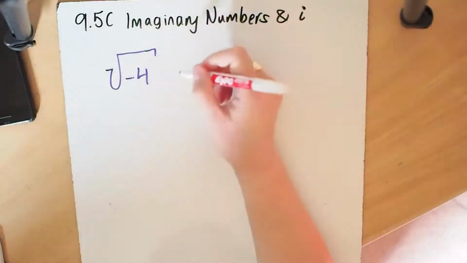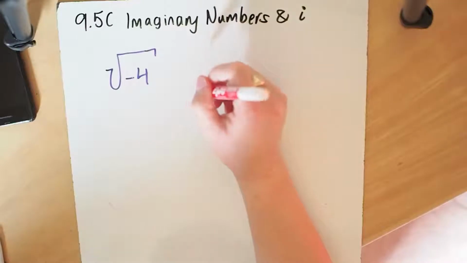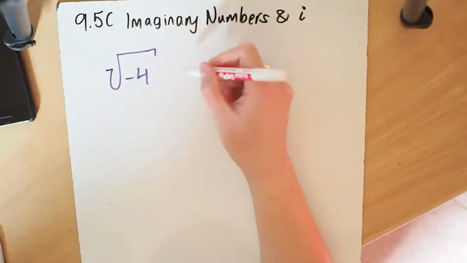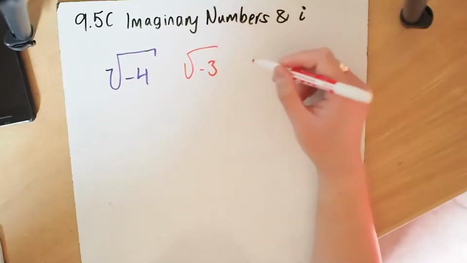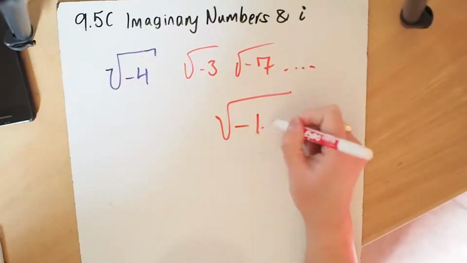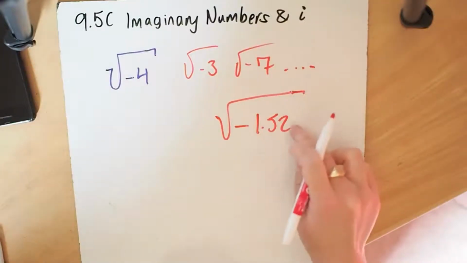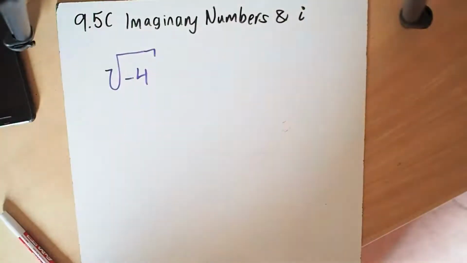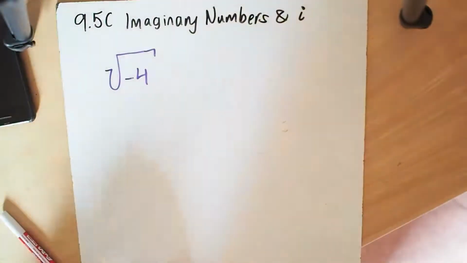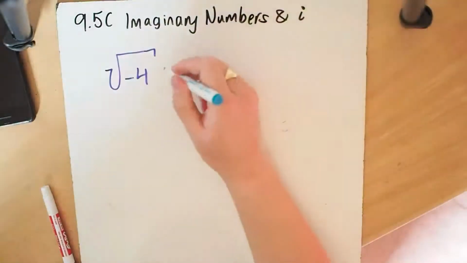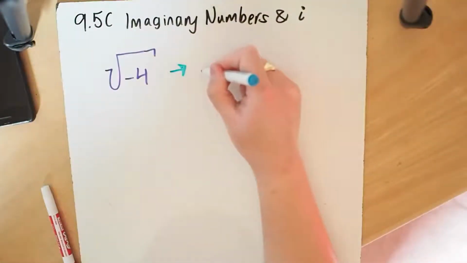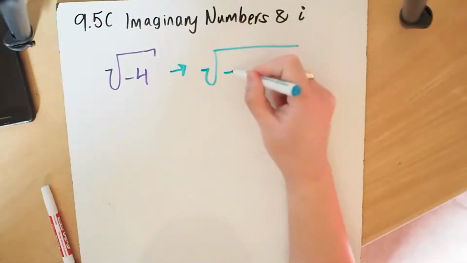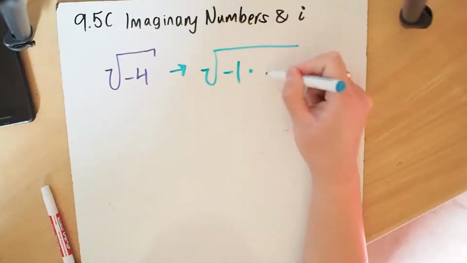So imaginary numbers are all square roots of negative numbers. So this is an imaginary number, this is an imaginary number. Any square root of a negative number is imaginary. The way we get around this is by rewriting it as a product with -1. So we take whatever number is inside the square root and rewrite it to look like this: the square root of -1 times 4.